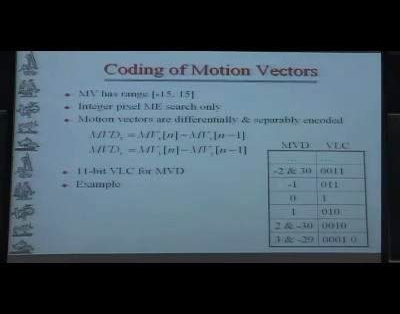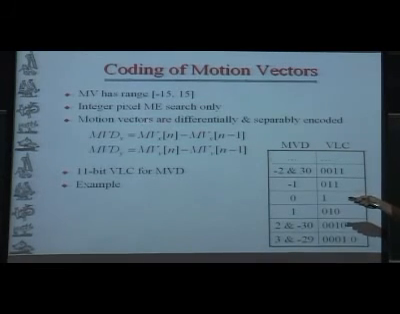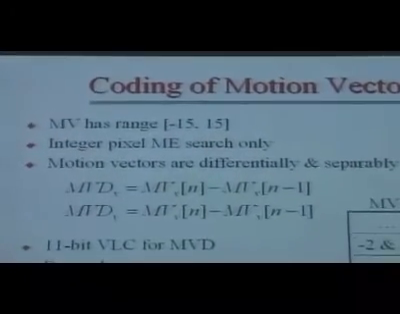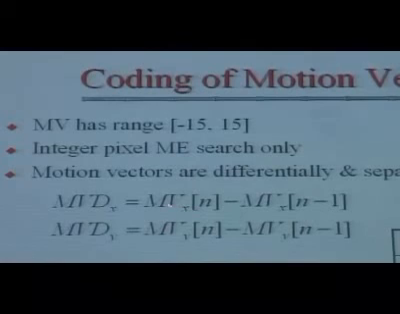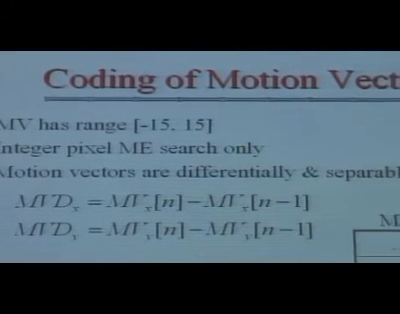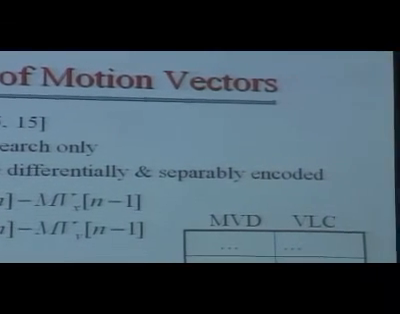Now, let me bypass this. This shows you how to encode the motion vectors. So instead of sending the dx and the dy directly, we should send dx minus dx of the previous vector, and dy minus dy of the previous vector. So you only encode the difference, and that tends to give you lower bit rate.